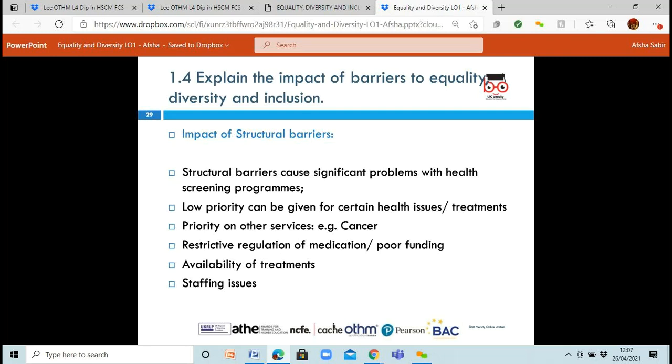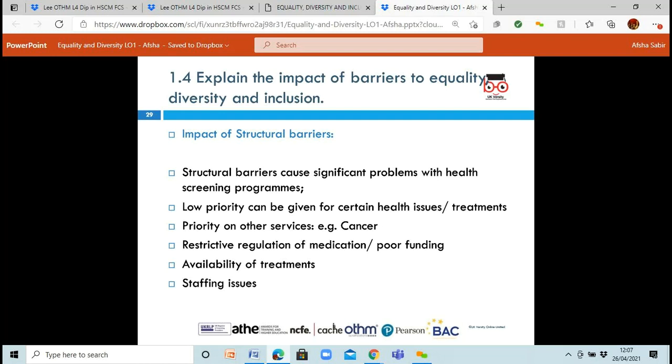We're just going to look at the impact of structural barriers. So structural barriers can cause significant problems with health screening programs. So you've got things like low priority can be given for certain health issues or treatments. So if somebody's got diabetes, they might have a lower priority to somebody that has cancer. You've got restrictive regulation on medication. So some people might be able to access medication. You might not have enough funding for it. It might be a requirement where patients have to pay for the medication. They might not be able to afford it.